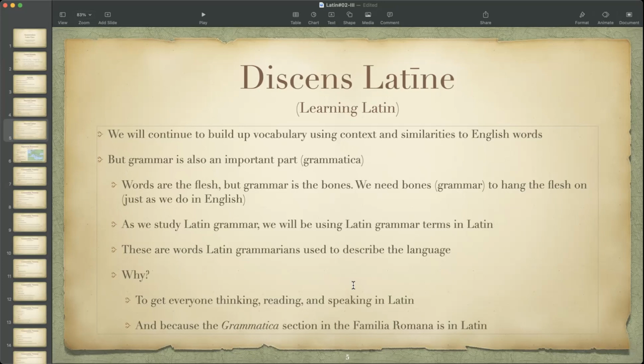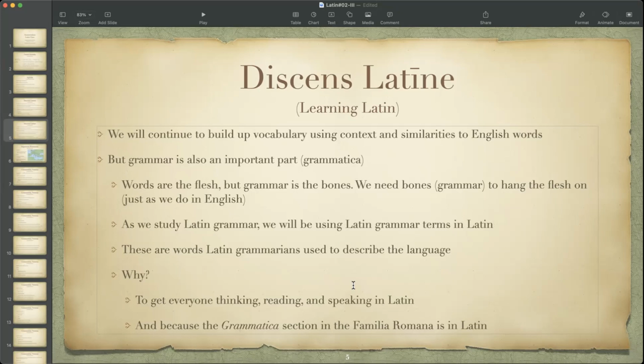So these are the words that Latin grammarians use to describe their language. For the folks that had the class last year, we had a number of terms. Those are essentially the English equivalent of what the Latin terms are, okay? So we're going to use the Latin terms. That's what the Familia Romana does. And part of that is really part of the naturalistic method, and part of the immersive method, is to get everybody thinking, reading, and speaking in Latin.